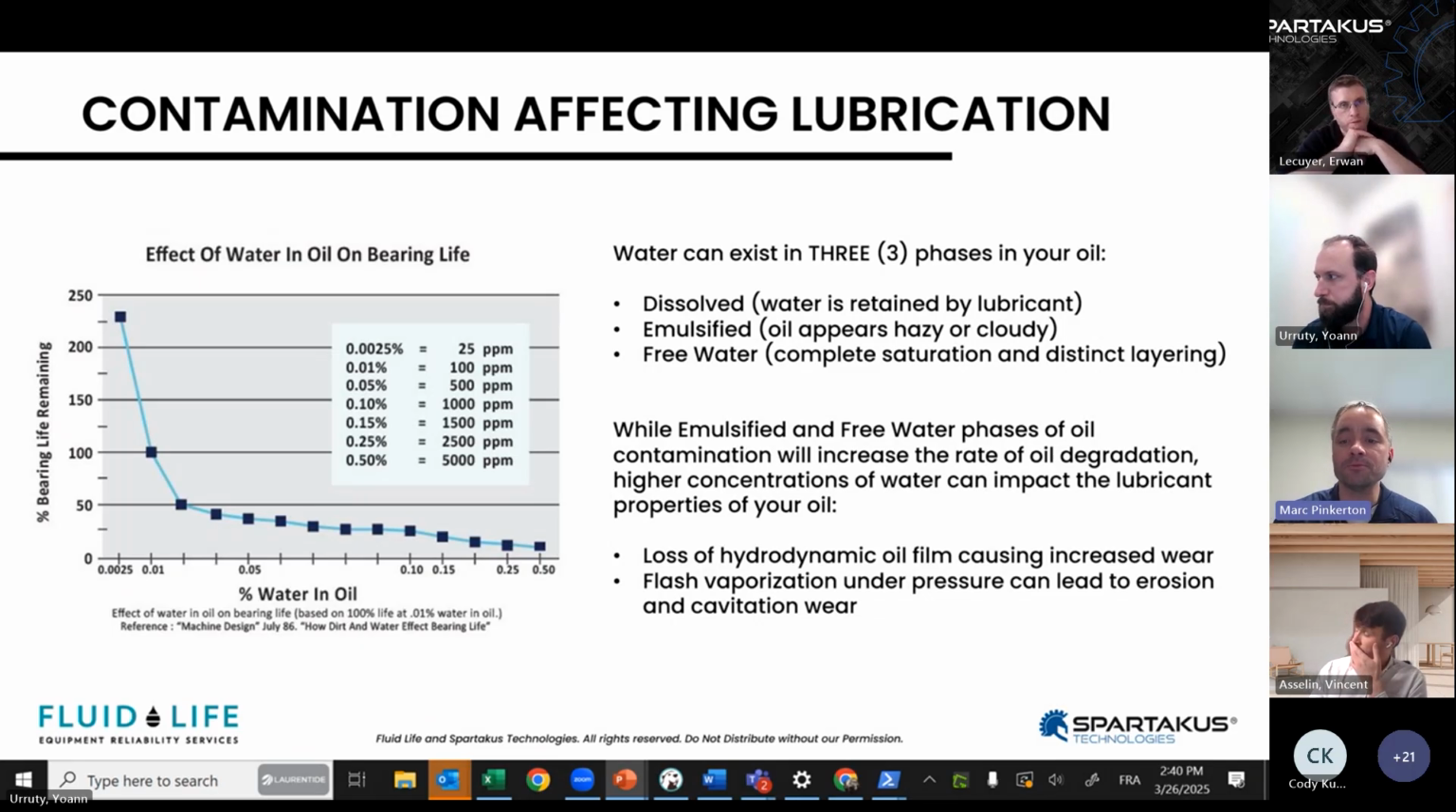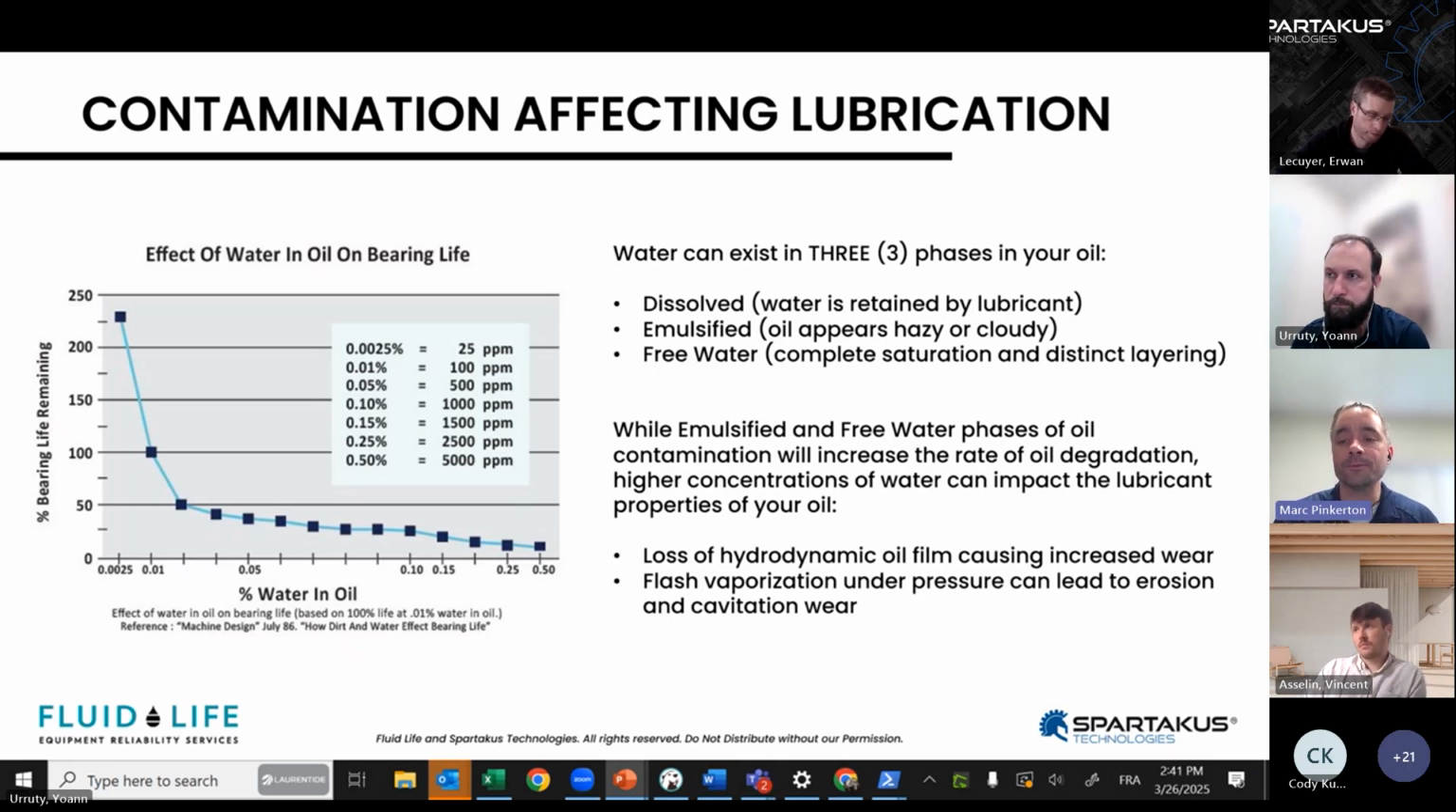Dissolved water can typically be fine in an oil. Oils are designed to manage a certain concentration of water and not let it affect lubrication or long-term health. Once you start getting into that emulsified range where your oils can appear hazy or cloudy, that's when water might start impacting the long-term health. It might overwhelm the dispersant additives and stuff like that.